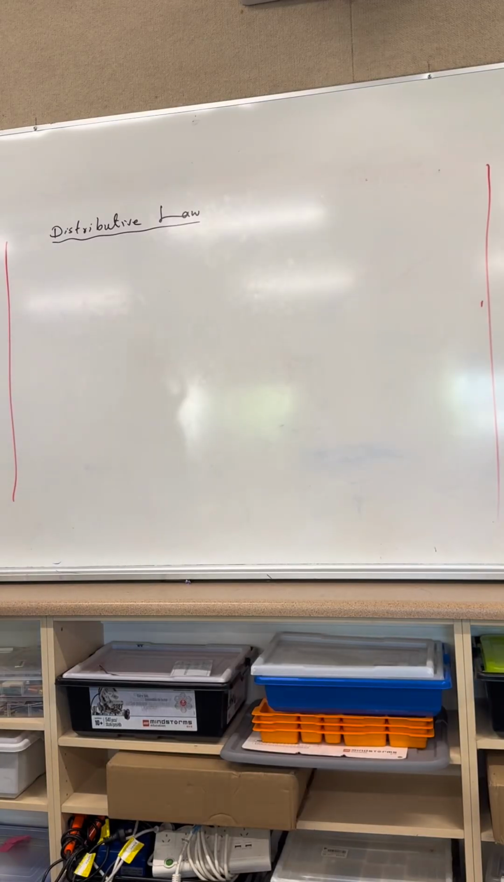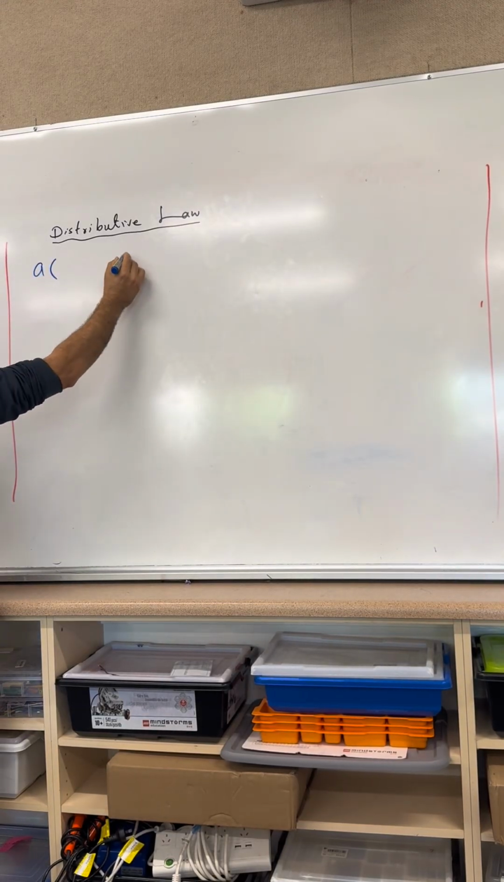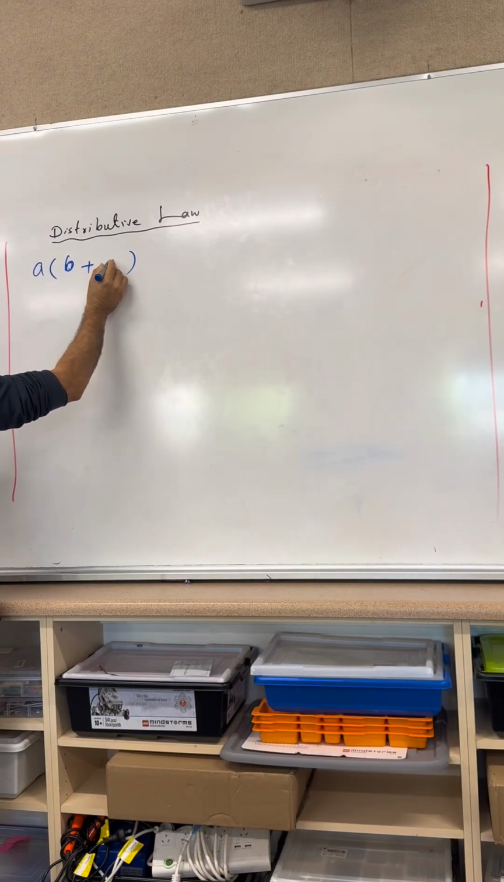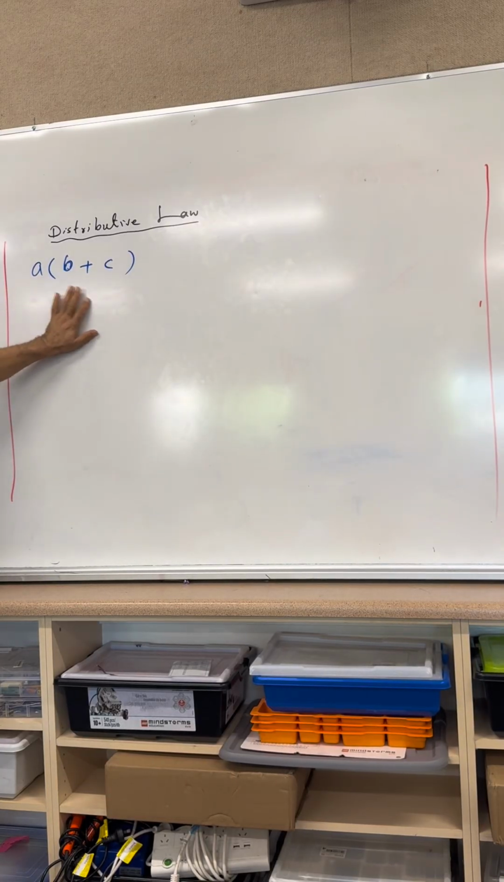Topic: distributive law, right? Now, when we have this arrangement, the simplest arrangement is A outside the bracket. Inside the bracket, you can have 2 or 3 or 4 terms, it depends. So we have to open this bracket.